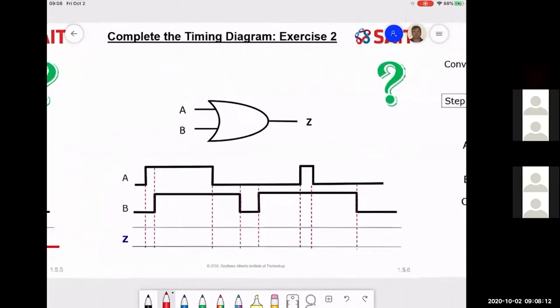So exercise 2. William, I see you're online. Let's get you to help me with this timing diagram. I'm going to put my pen down here. I'm going to start it here to the first transition. So William, after this first transition, should I be a high or a low?